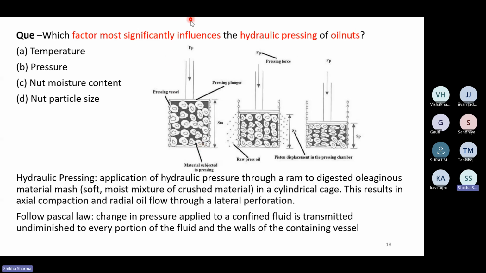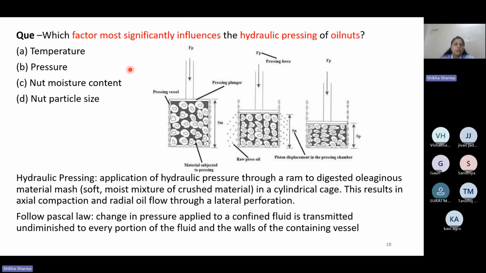So these are the different oil extraction methods. Our next question is about oil extraction from oil nuts. Which factor most significantly influences the hydraulic pressing of oil nuts? First let's understand what hydraulic pressing is. Hydraulic pressing is the application of hydraulic pressure. Hydraulic pressure will be generated using some kind of fluid, from a piston or a ram kind of arrangement.